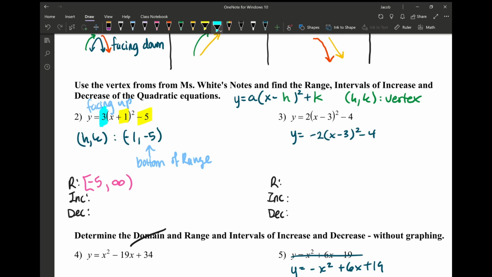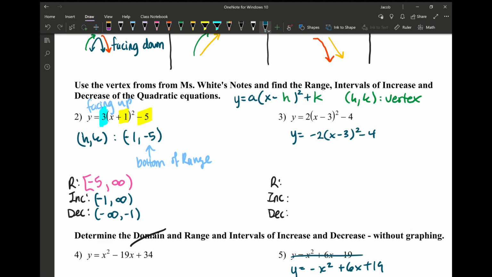And then if I'm increasing, that means I'm increasing from my x value of my vertex, -1 to infinity, and not including -1, because you cannot increase or decrease at a vertex. So that means I must be decreasing from negative infinity to -1. And that's all from looking at the vertex.